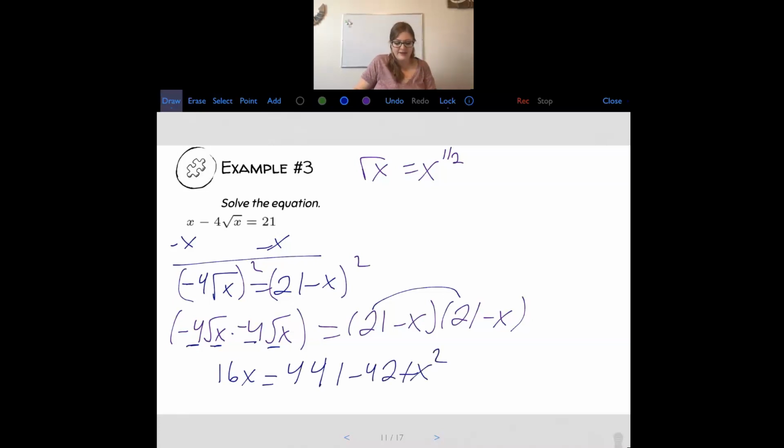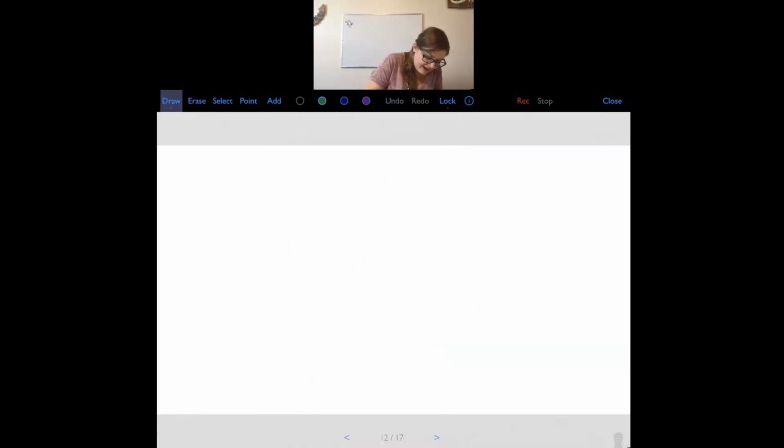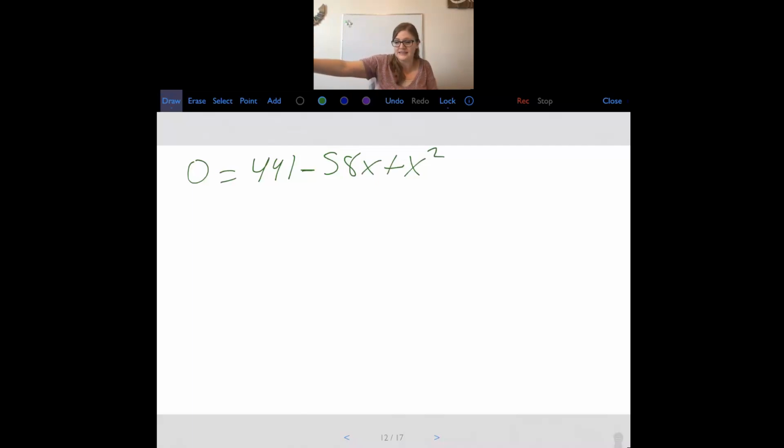This is equal to, you would use FOIL on the right hand side, which we've had lots of practice with, so I'm going to go ahead and write it down. Okay, and then we want this to be set equal to 0, so we will subtract 16x from both sides. So we'll have 0 is equal to 441 minus 58x plus x squared. And we can write this so that our powers are descending. So we have x squared minus 58x plus 441 is equal to 0. Okay, so now we can try factoring.